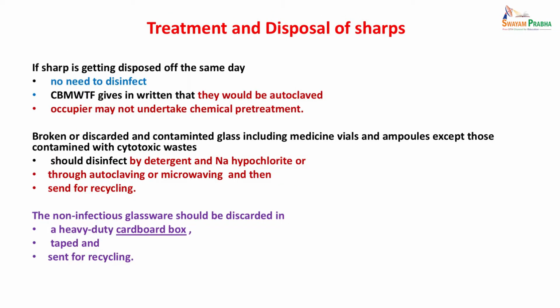and then sent for final disposal when it is 3/4 full. Now, if the sharp is getting disposed of the same day, no need to disinfect, but if they contain medicine vials, ampules, etc., and it contains cytotoxic waste, they should be disinfected by detergent or sodium hypochlorite or through autoclaving or microwaving and then sent for recycling. Non-infectious glassware can be discarded in a heavy duty cardboard box, taped and sent for recycling.